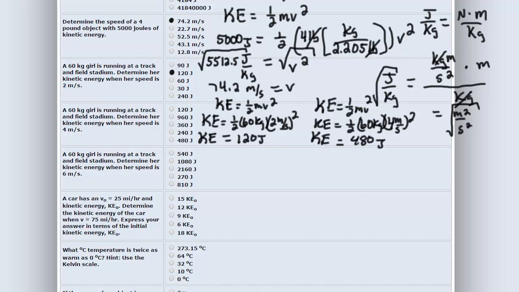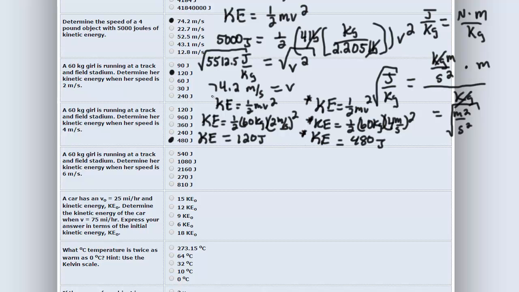Remember, we're using that MKS system, the meters, kilograms, seconds. So our energy is in joules, our mass is in kilogram, and speed is in meters per second. 480 joules. I hope you're following our strategy for success. You write down your equation, you plug in what you know, you solve. When you're solving problems, it's best to follow this strategy.